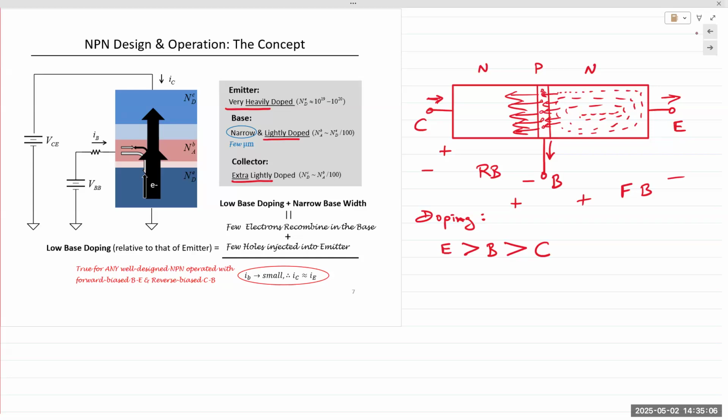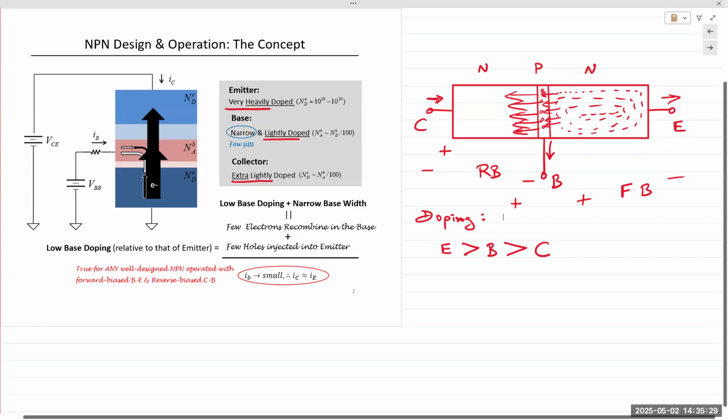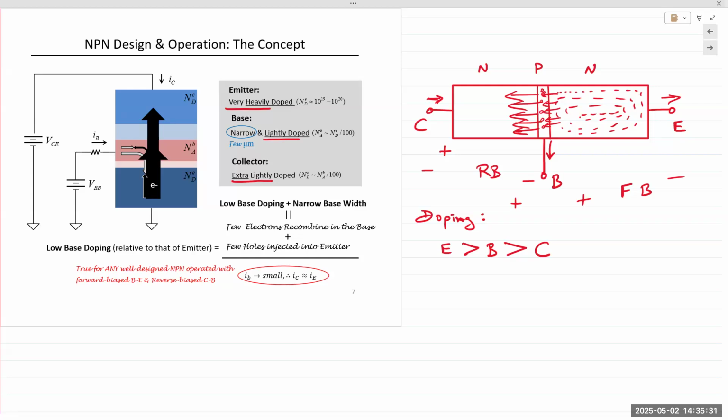Construction-wise, design-wise and operation-wise, PNP and NPN are exactly the same. The only difference is everything is switched. Voltage polarities are switched, current directions are switched because charge carriers are also switched. In NPN, the primary charge carriers are electrons. In PNP, the primary charge carriers are positively charged holes. Anyway, the emitter is the most heavily doped material out of the three.